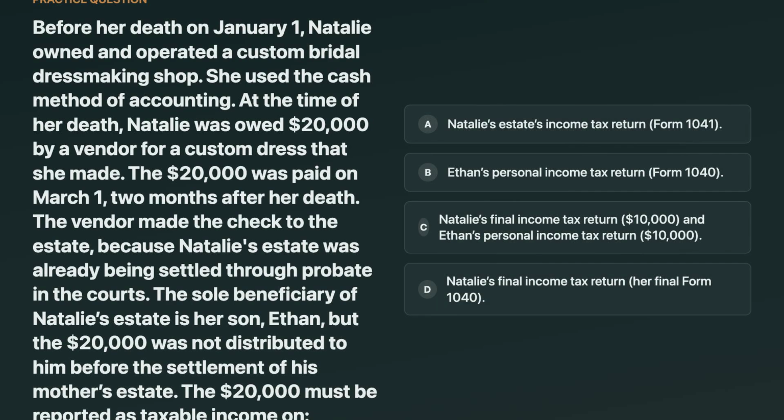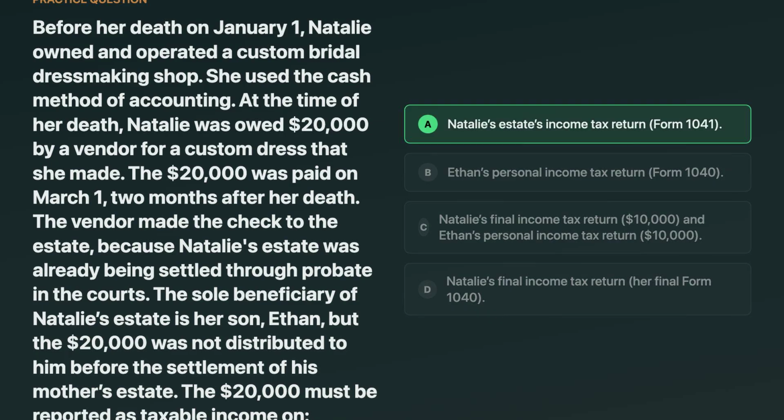Natalie ran a bridal dressmaking business using the cash method. She dies January 1st, and she was owed $20,000 for a dress she made. The vendor pays on March 1st, and the check is made to the estate during probate. The beneficiary is her son, Ethan, but the $20,000 is not distributed to him before the estate is settled. Where is the $20,000 reported? The estate's Form 1041, Ethan's Form 1040, split between returns, or Natalie's final Form 1040? Think about it.